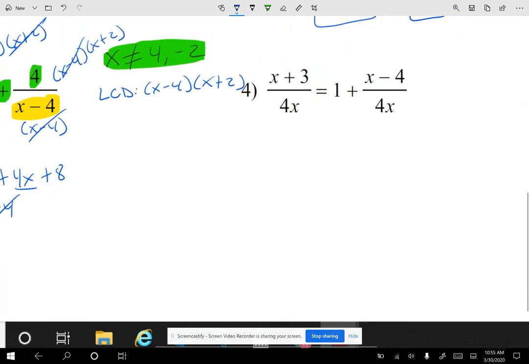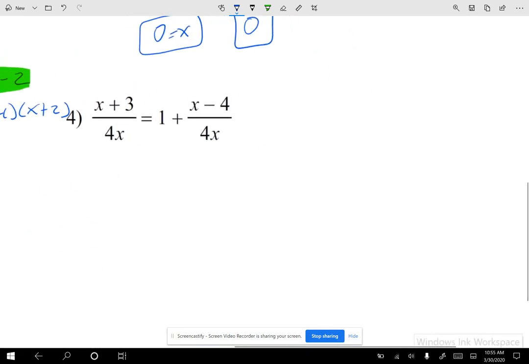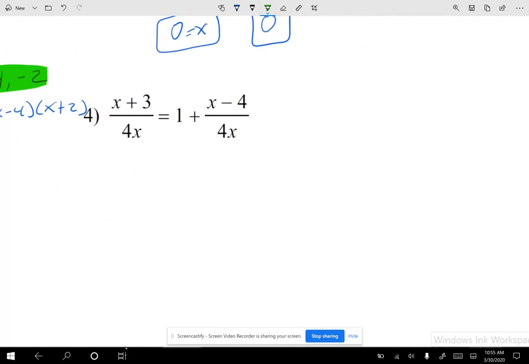Now let's take a look at question number 4. My denominators, it's 4x. So I start by asking myself, what values of x I cannot accept? Those are the values of x that are going to make the denominators equal to 0. So 0. Then I ask myself, what's the least common denominator? In this case, 4x. Let me multiply everything by 4x.